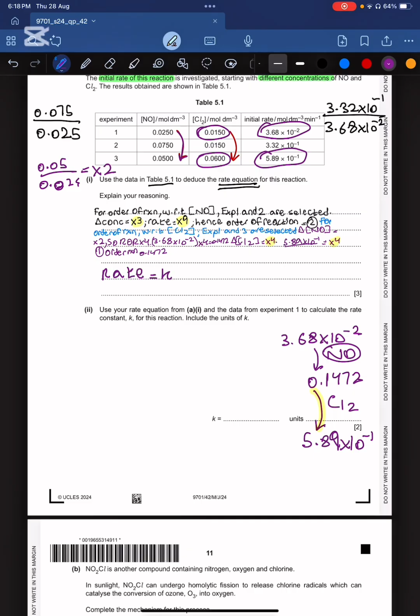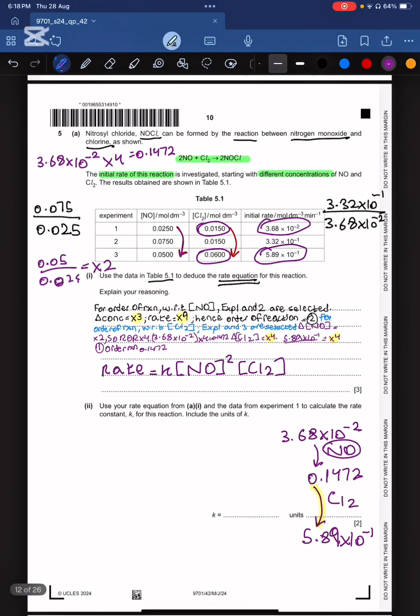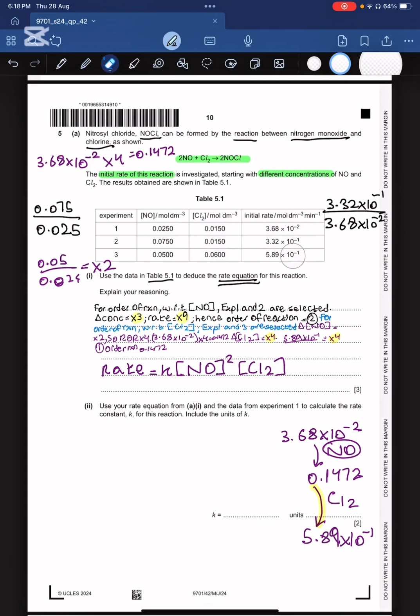The rate would be K, the rate constant, times NO second order, and Cl2 first order. Now, I could have done this in a simpler way as well. This was the longer way, agreed. And why was I doing this the longer way? In order to make sure that the concept is fully understood.